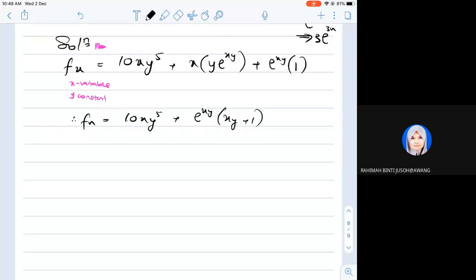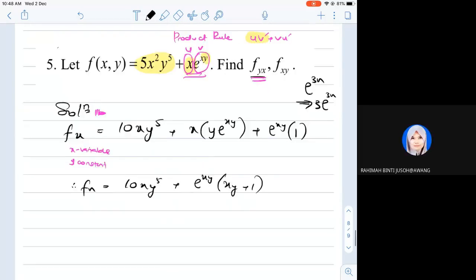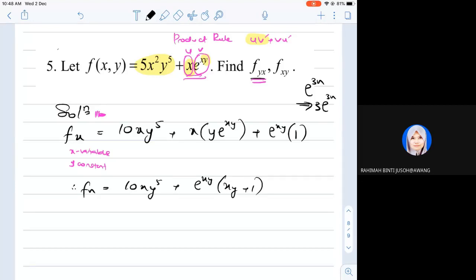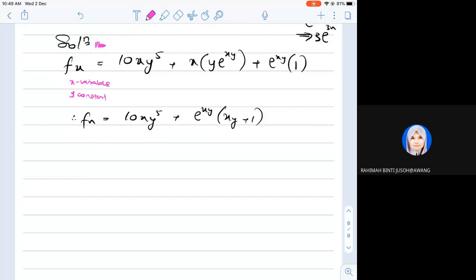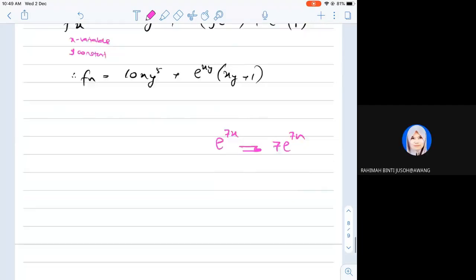Right, do you understand? Madam, I don't understand. Which part don't you understand? Tell me. How did it get y exponent xy? Okay, I'll use this pink marker pen. Let's say exponent 7x. Suppose y is exponent 7x, okay? When you differentiate, you know you get 7 exponent 7x, right? Understand this? Yes. Okay, good.